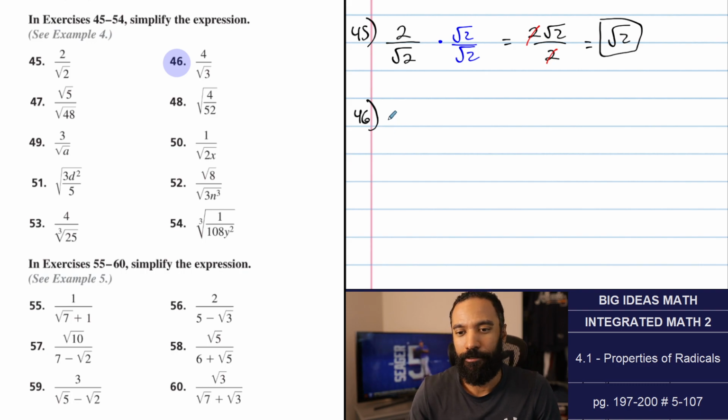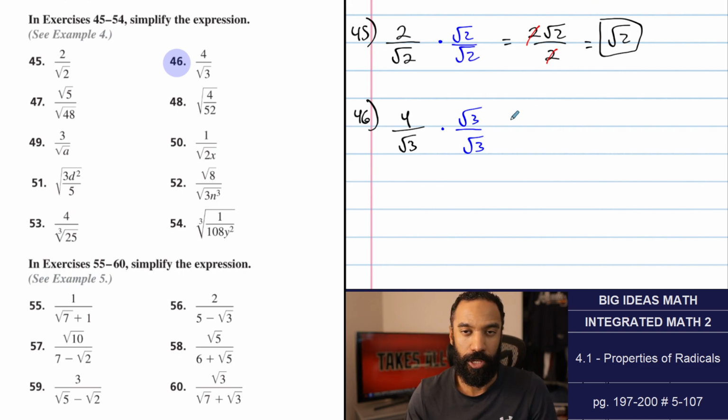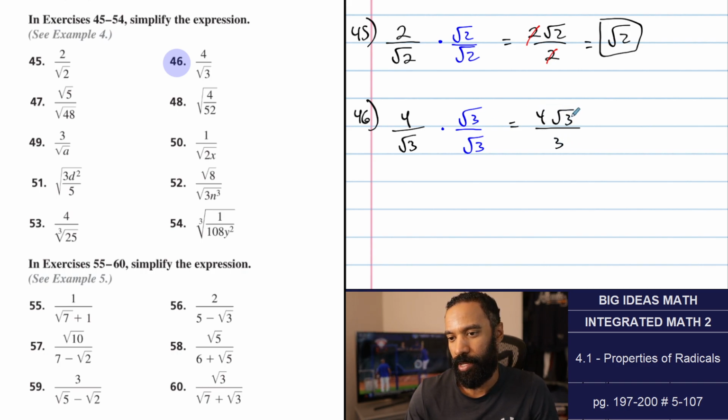Number 46, we have 4 over the square root of 3. We are going to multiply top and bottom by the square root of 3. Remember, it must be both because we are effectively multiplying by 1. We're not changing the value of our answer, we're just changing its appearance. We did this because root 3 times root 3 is 3. We're left with 4 root 3 on top. Now, nothing can simplify further.